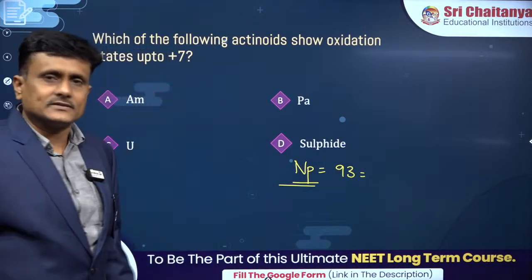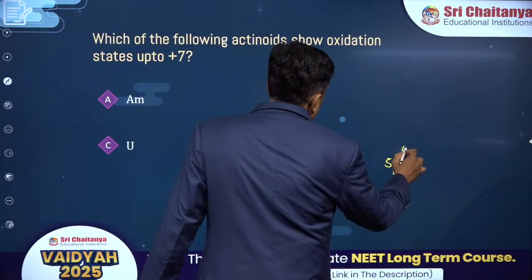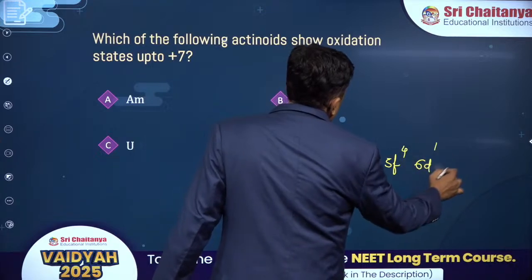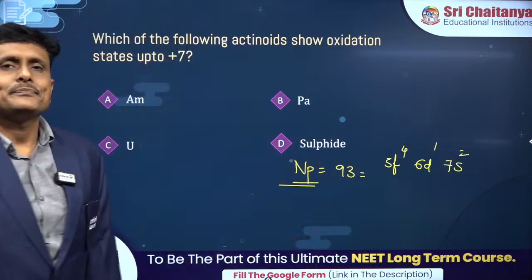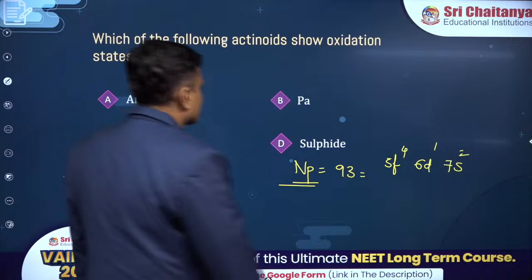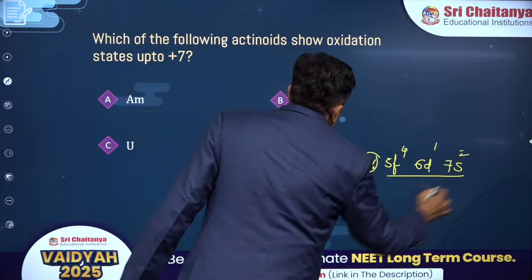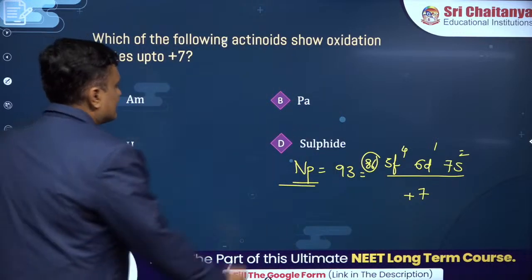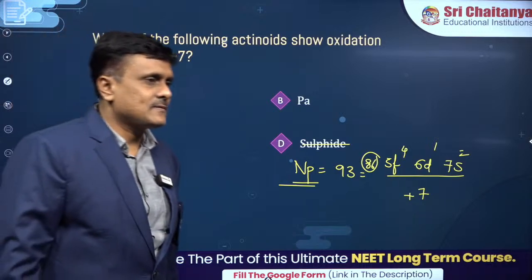Alright, 93. So it is like 5f4, 6d1, 7s2, 4 plus 2, 6 plus 1. Yes. So it goes like this, because you know atomic number 86 is that of radon, and plus 7 oxidation state is possible for neptunium. So this is wrongly printed. You should excuse us for this.